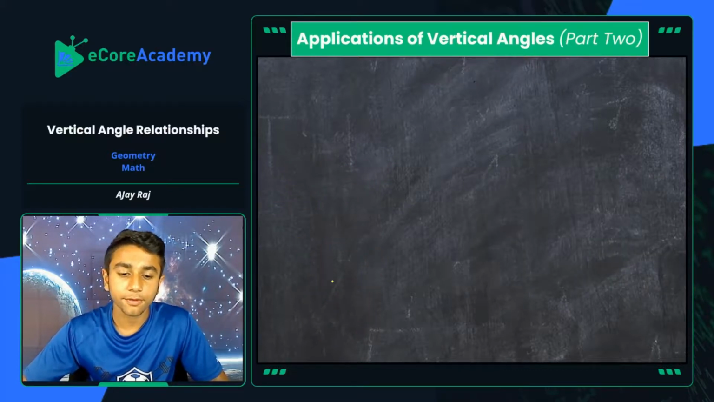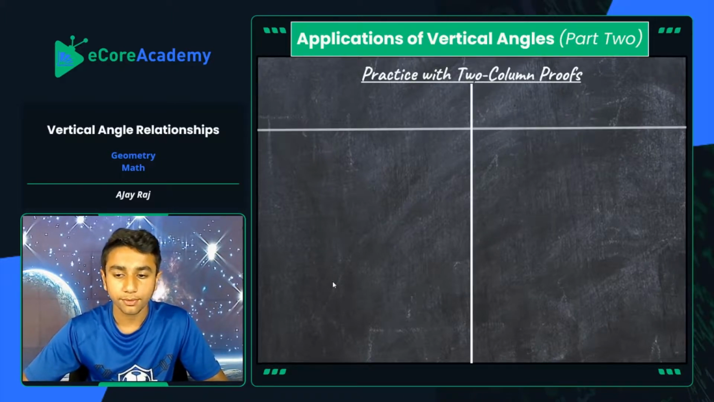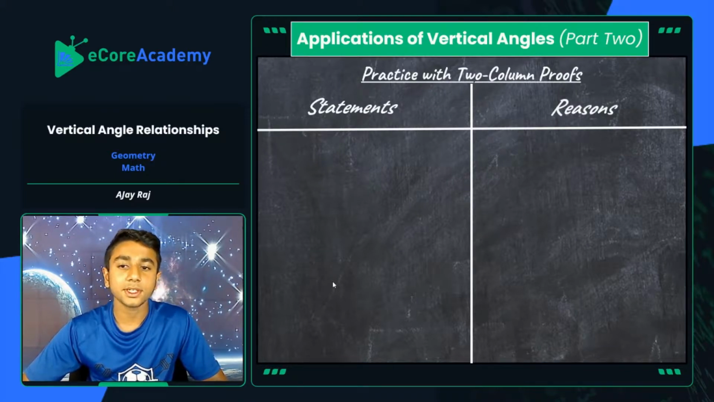For our final problem, it's going to be applications of vertical angles. So this is going to be more of the proofs. We're going to practice with 2-column proofs here. So I'm going to draw my 2-column proof, and we're going to put statements on my left side and reasons on my right side. I always keep this consistent no matter what problem I'm doing because it helps me keep myself organized and more routine with every problem that I come across.